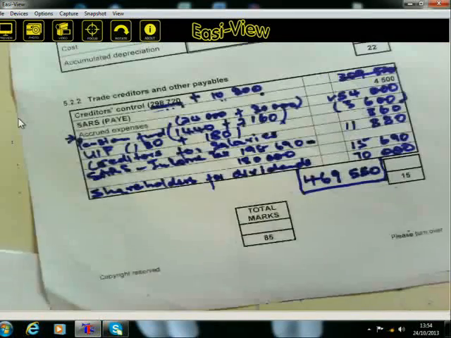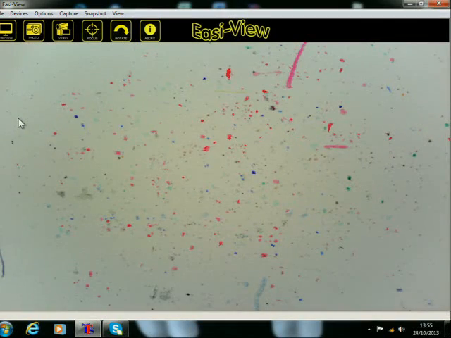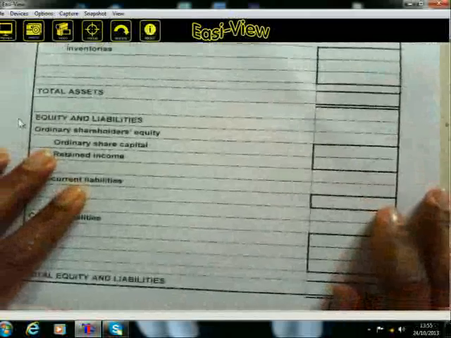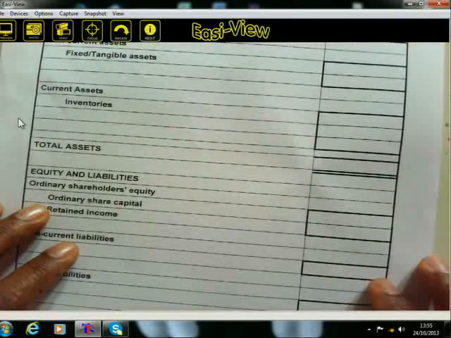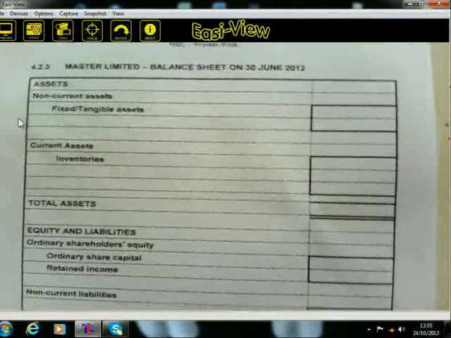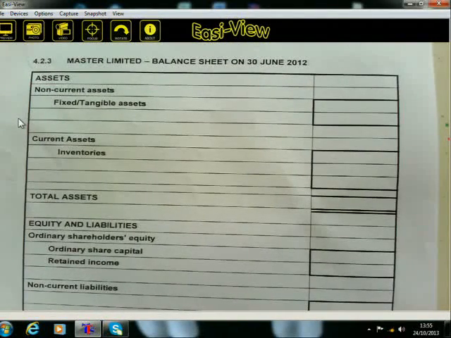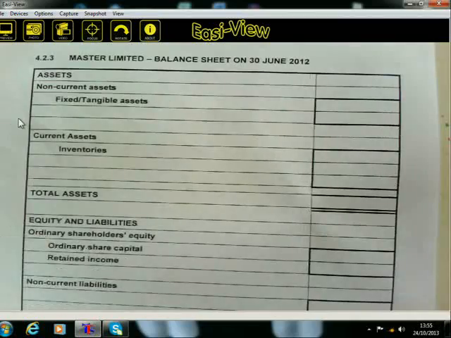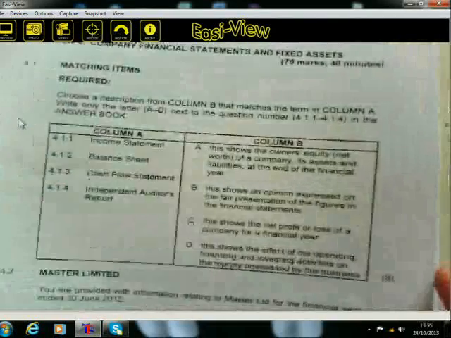Now we proceed to the balance sheet. By proceeding to the balance sheet, I'm using the November 2011 paper. That is last year's final paper. So with last year's final paper, I have some information. I'll quickly read it.